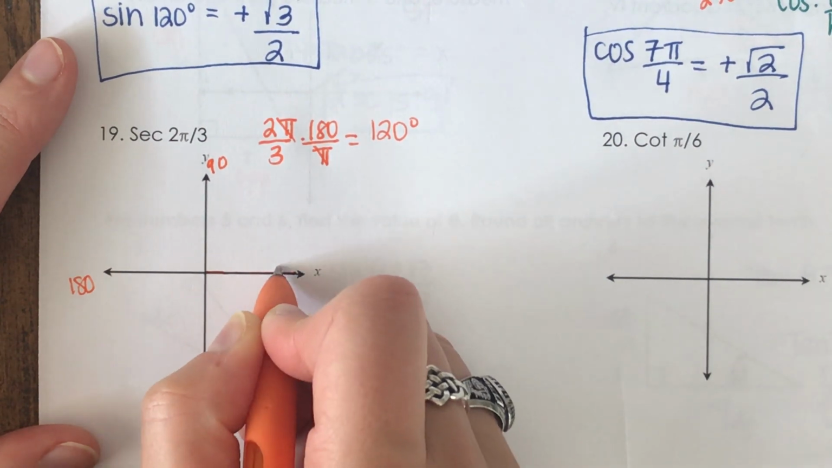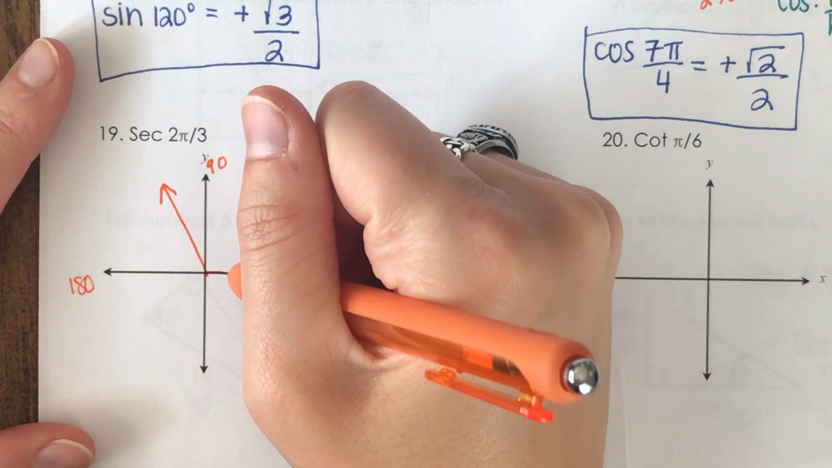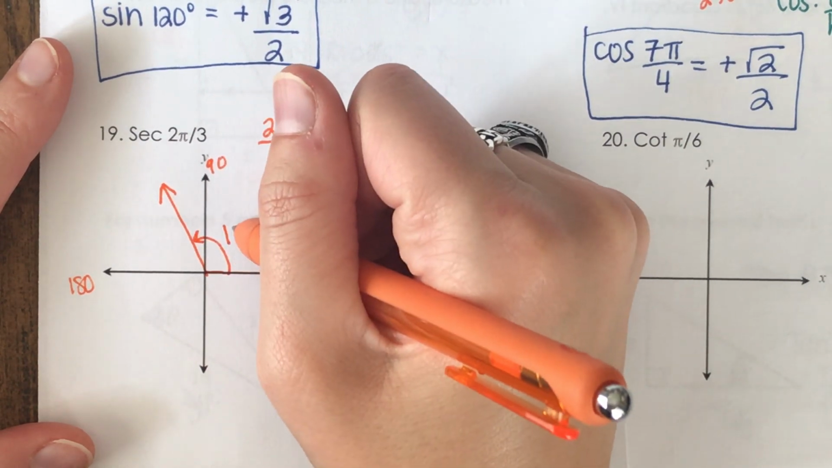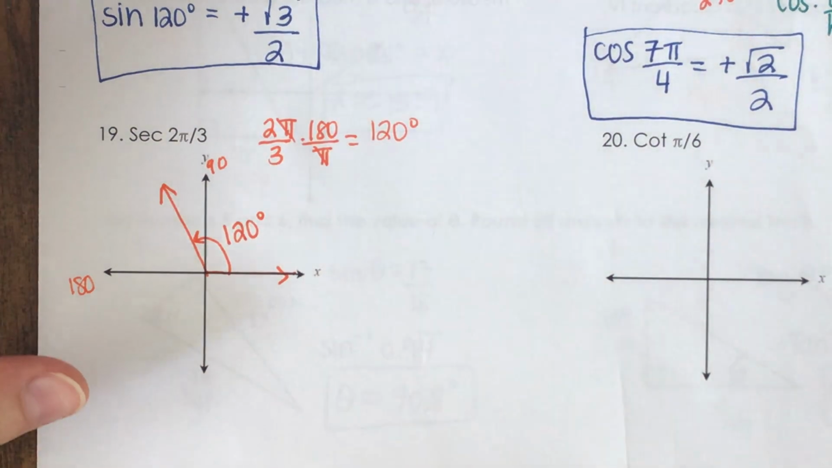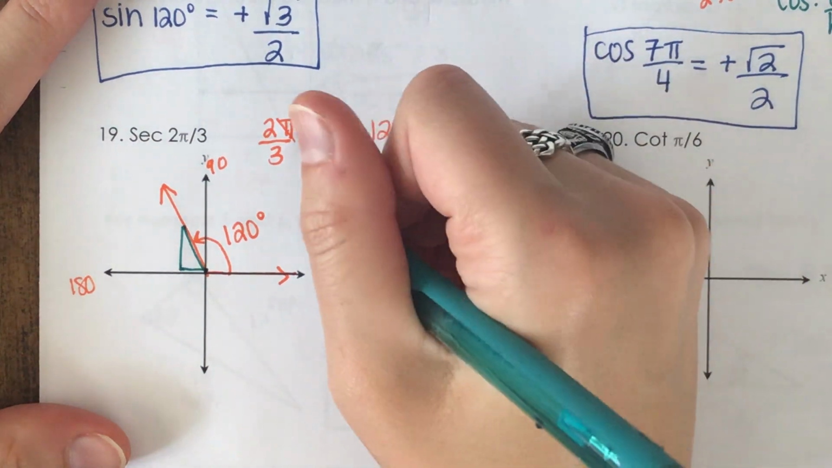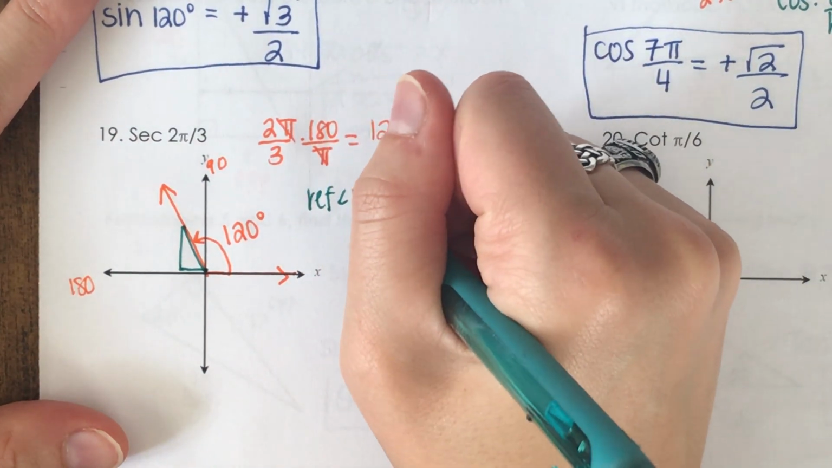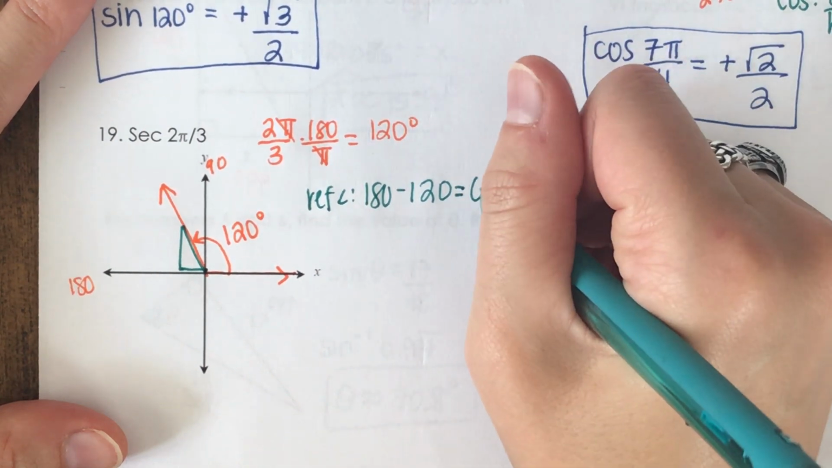So I start on the x-axis, I go about there, past the 90 towards 180, but not quite there. My reference angle, right, is over here. It's whatever gets me to the 180. So to find my reference angle, I'm going to do 180 minus 120. And my reference angle is 60 degrees.